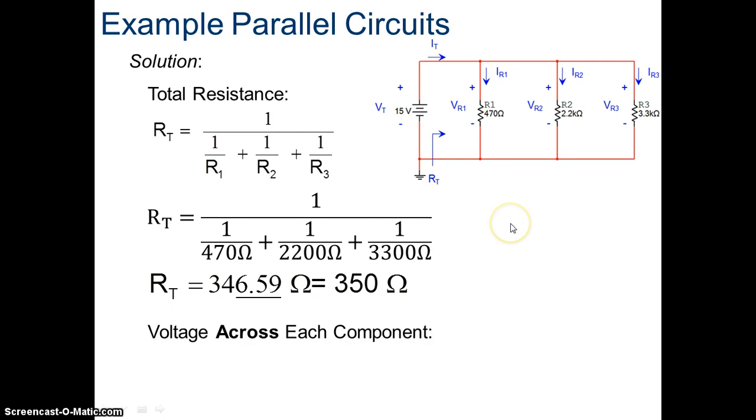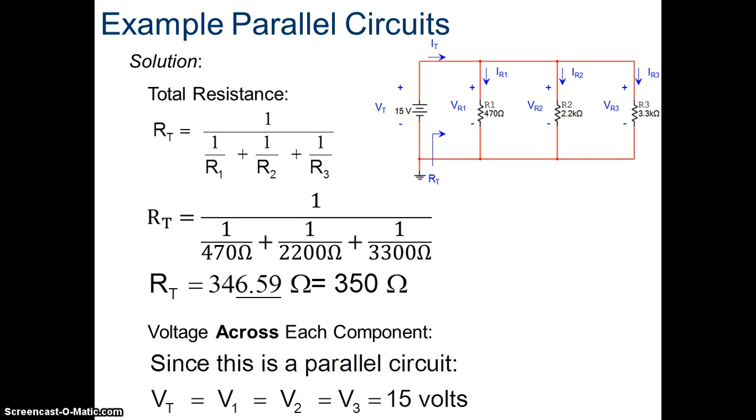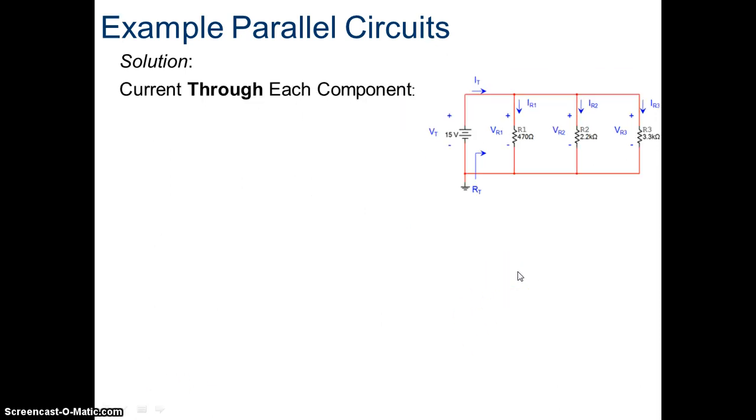Now we can find the voltage across each component, and we know in a parallel circuit the total voltage equals the voltage through each component. So we know that VT equals V1 equals V2 equals V3, and our total voltage is 15 volts. So for all of these voltages, we got 15 volts. Now we want to find the current through each component.